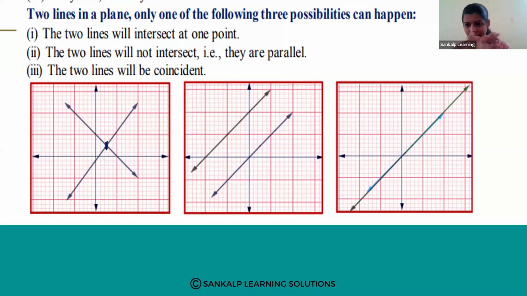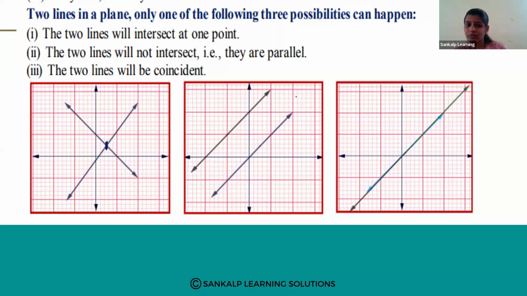If they do not intersect each other, what do you call it? That the two lines are parallel, right? If they are parallel, it looks like this. Next, the two lines will be coincident. Third chance, this is the third possibility. Two lines are coincident, or you can say they are overlapping on one another. One comes on top of the other, coincident, right? So these three possibilities we will get.